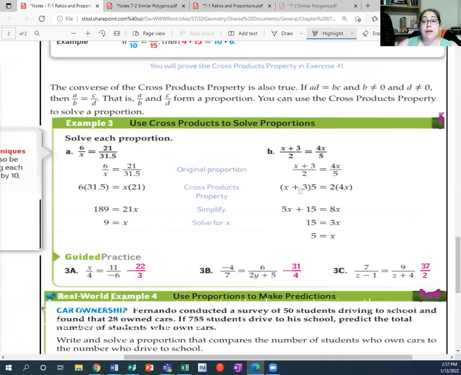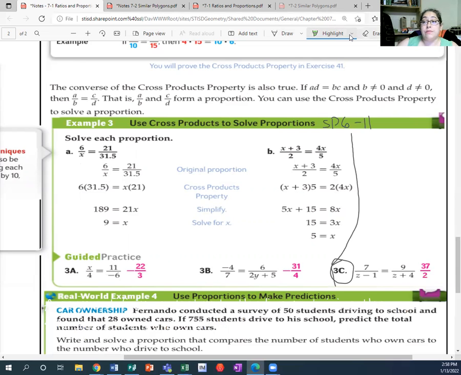Let's remind you how to use the cross products property to cross multiply and solve. And these are going to be your skill practice questions 6 through 11 on worksheet 7-1. I'm going to talk through question A, and then I'd like to work through 3C with you in this space. All right, let's look at letter A. Here's my proportion where I have 6 over x equals 21 over 31.5.